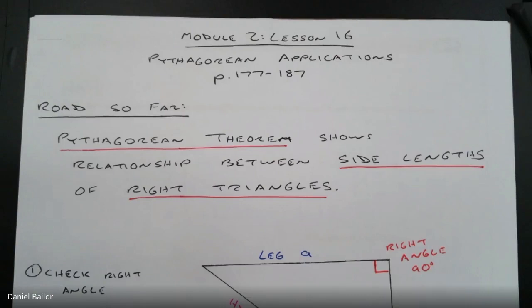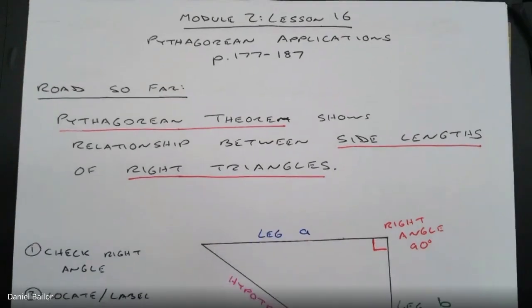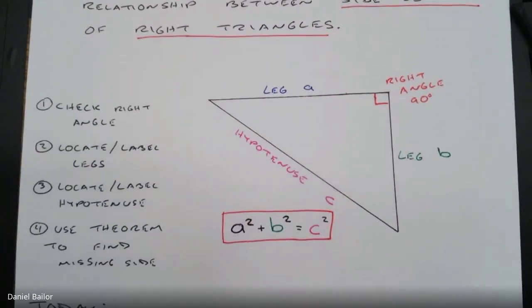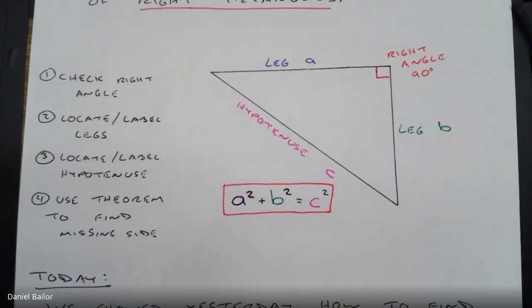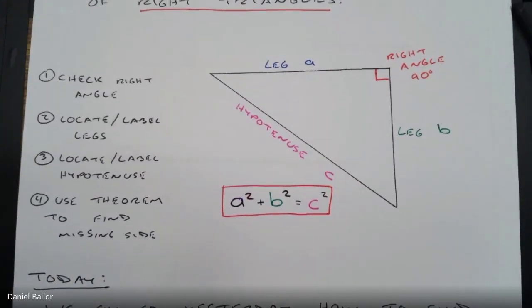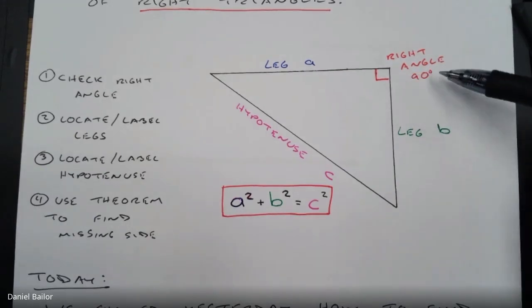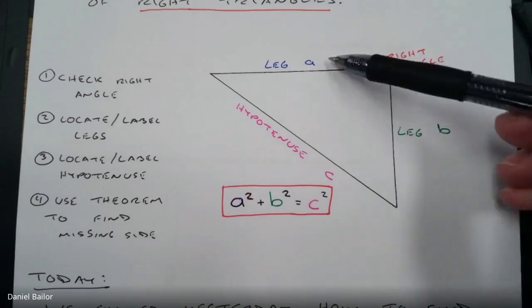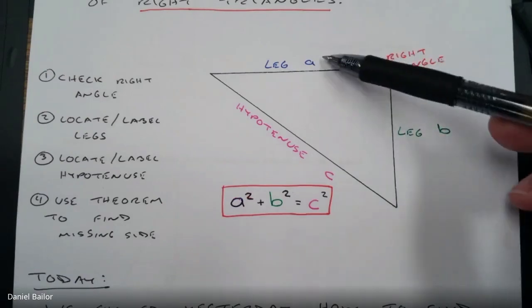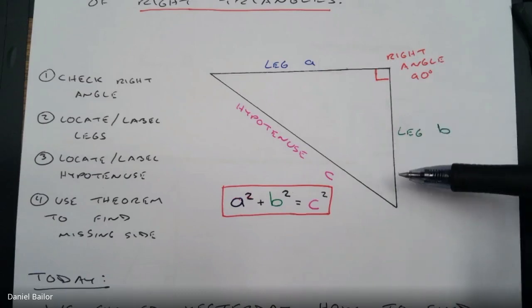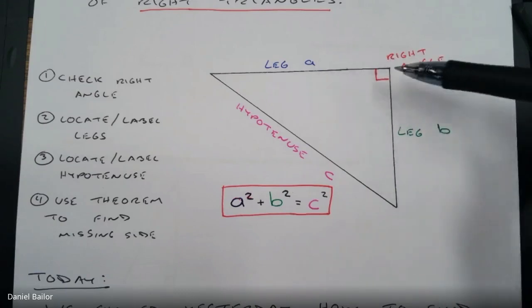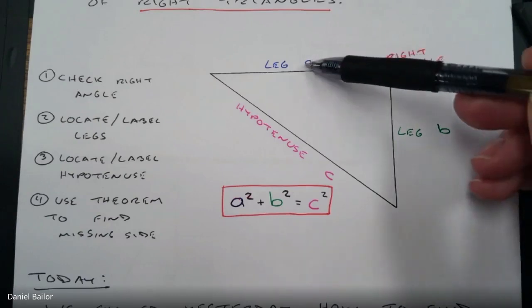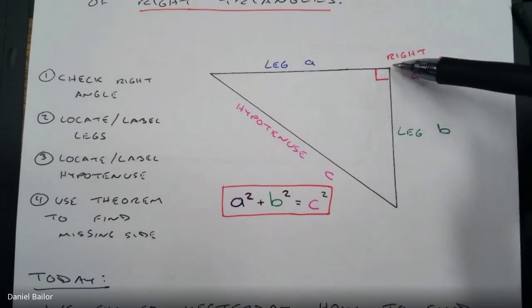So let's give you a little reminder of what we did in Lesson 15 by showing you the right triangle. There is a right triangle, and you can see I have it labeled. I have the right angle labeled, proving that it is a right triangle. A right angle is 90 degrees. I have the legs labeled. Here's a leg and here's a leg, and the legs are labeled A and B. Leg A, leg B. And remember, the legs are the sides that meet the right angle.